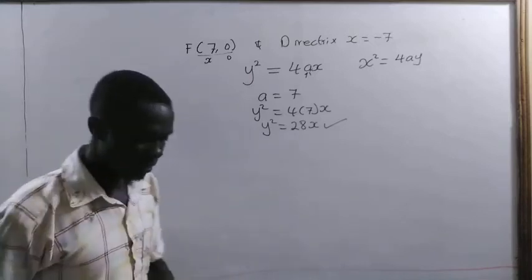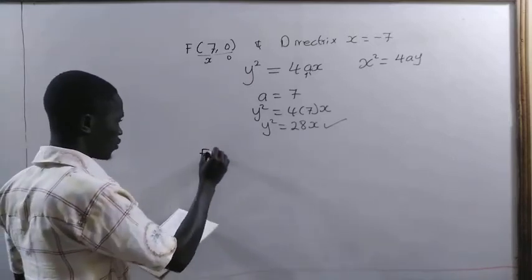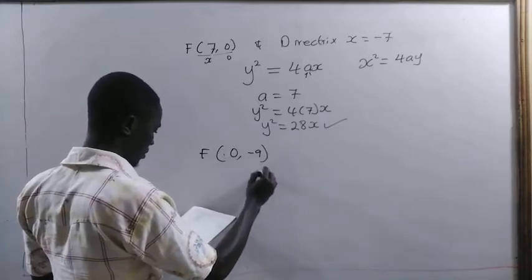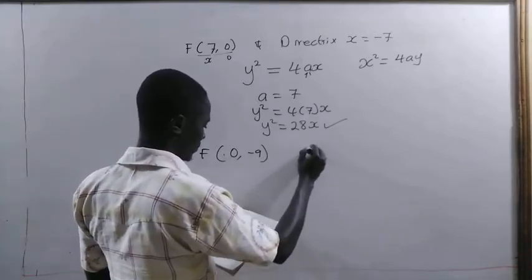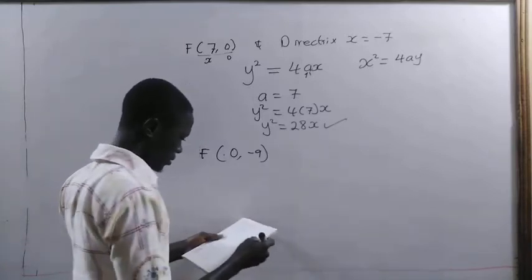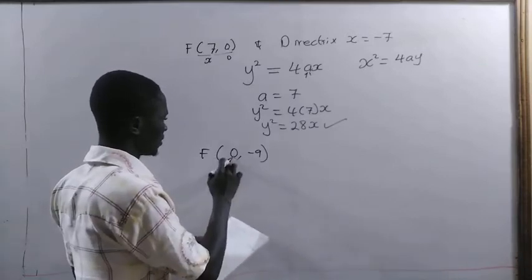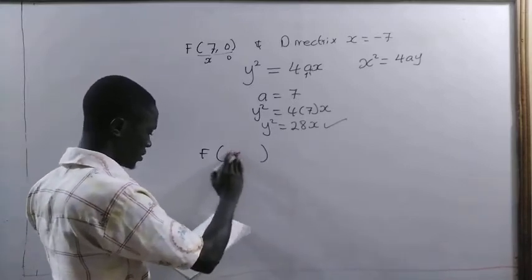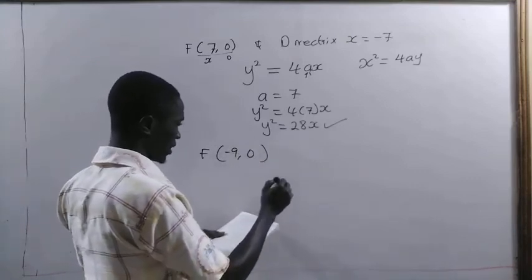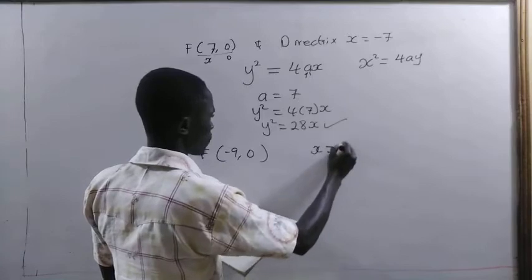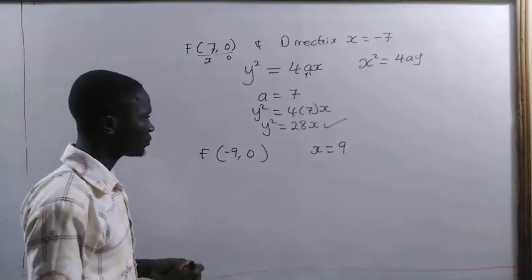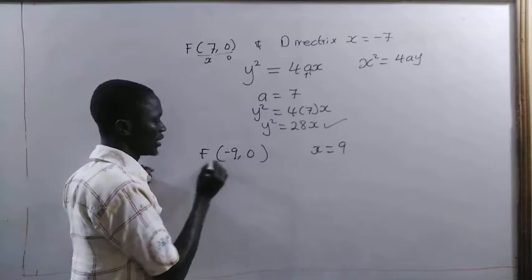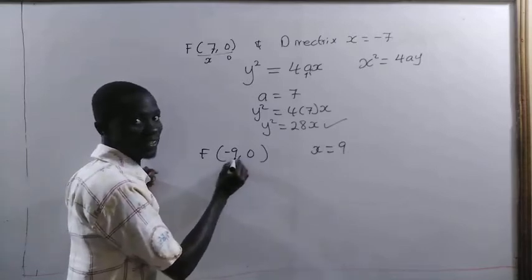Let's take the next example. The next example is this one. We have the focus at (-9, 0), and the directrix is x equal to +9. Yes, that's what I have there. So I said that you look at the focus. So here, if you check the focus, we have the distance between the vertex and the focus to be -9.